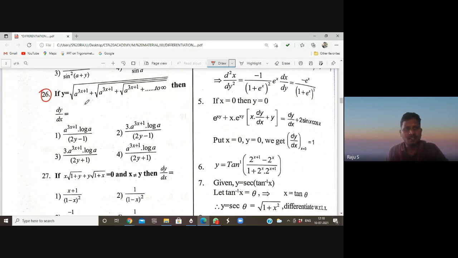Then for this kind of question, there is actually a direct formula. When y is equal to root over x plus f of x plus f of x plus f of x and so on, in this case the formula is directly dy by dx is equal to f dash of x by (2y minus 1). That's all. If I consider f of x is a to the power of 3x plus 1, what is f dash of x? 2y minus 1 is fixed. It is 2y minus 1, not 2y plus 1. I can explain why.